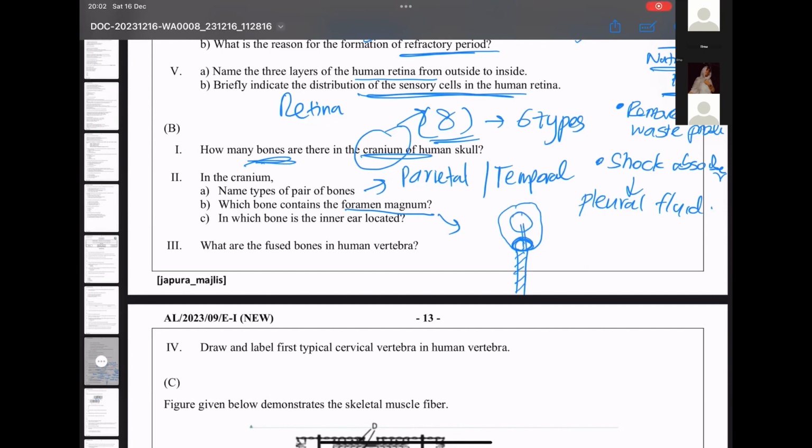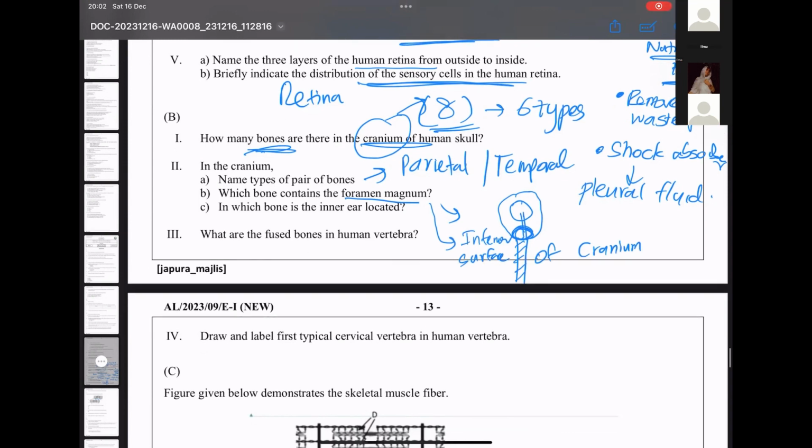So when they ask this question, it's not properly mentioned, but the answer is the inferior surface of the cranium. So basically they're asking, where is the foramen magnum? You say inferior surface of the cranium. Okay, cranium is skull bone.